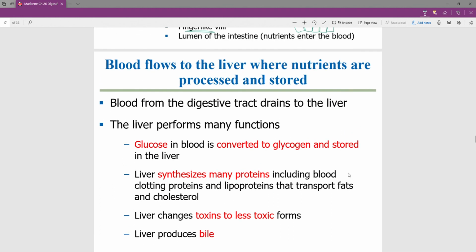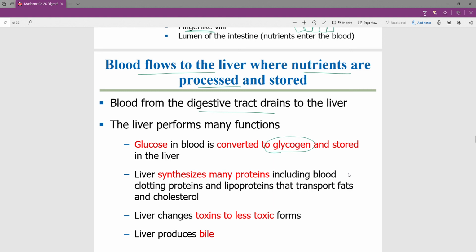The liver is key. We already talked about how the liver created bile and then sent that to the pancreas. The other thing about the liver is that a lot of the nutrients that are absorbed are sent directly to the liver. So the blood flows to the liver a lot from the small intestine, where the nutrients are processed and stored. And so we have this kind of dual involvement of the liver. So the blood from the digestive tract goes to the liver, and the liver is going to do some key functions. So it's going to take glucose and convert it to glycogen.